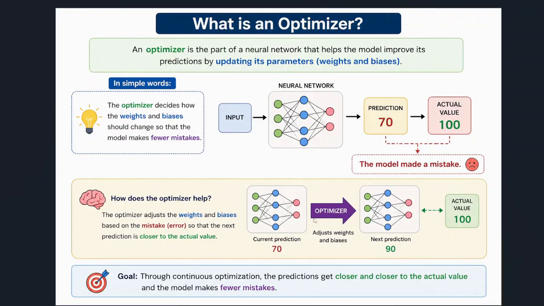For example, I have this current prediction as 70. Now I have adjusted the weights and biases using the optimizer. Now our next prediction is 90. So it is closer to 100. This is how the optimizer actually works. In very simple words, I have explained what an optimizer is.